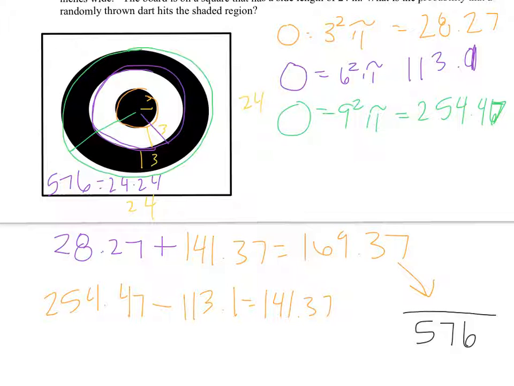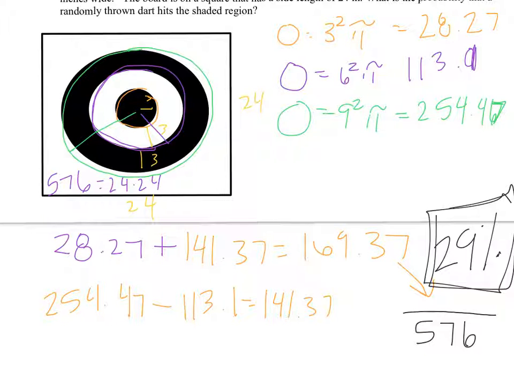Now if I actually take them and divide and get my percentage, there is a 29% chance that it will hit the shaded region. That's also if it's guaranteed that it's going to hit the square region. If you're at least that good. You're not that bad at darts.